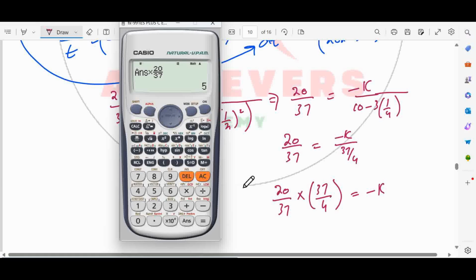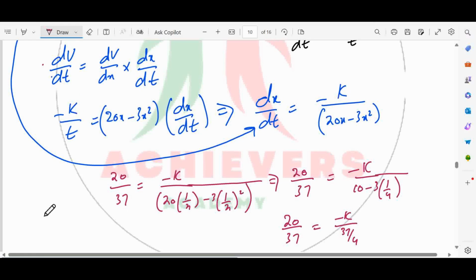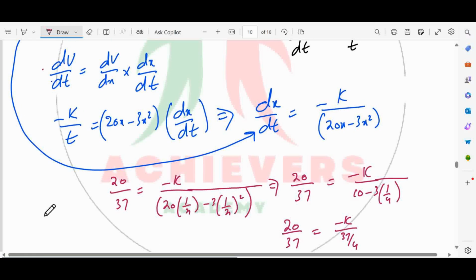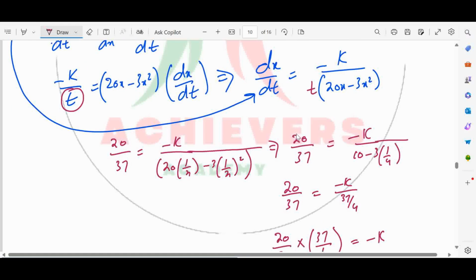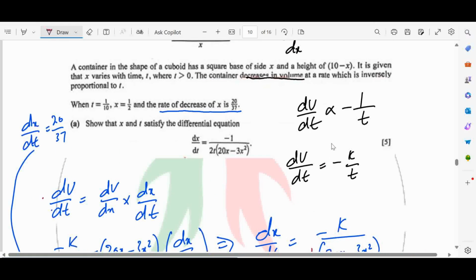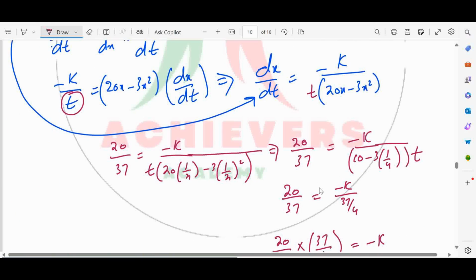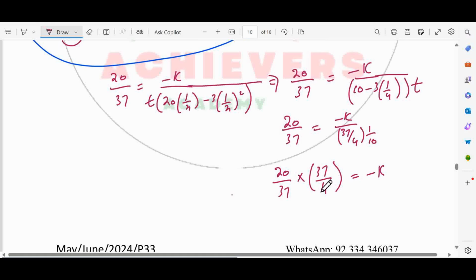K will be equal to negative 5. Let me do it again. Now from here we know that dx by dt is this thing. We have missed this t, so just shift it to this one. So here we will have t, so we need to put the value of t here. That t is 1 by 10, so we need to multiply by 1 by 10, and then we will have the final answer.